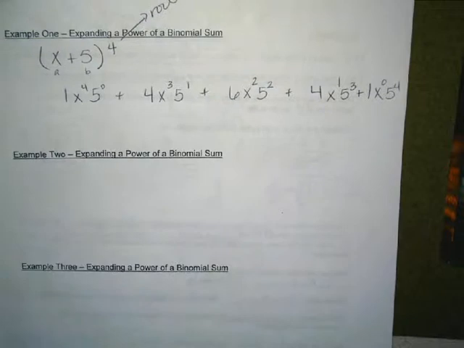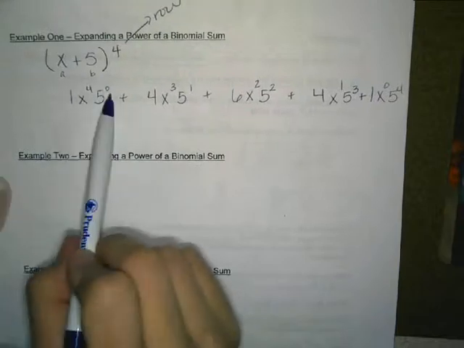And what do you think the next step is past that? Once you set up the pattern, then probably simplify, because we've got some numbers that we can simplify. So this first term, 5 to the 0, anything to the 0 power is 1. So really I just have x to the 4th, right?